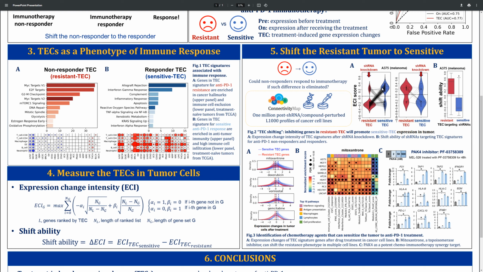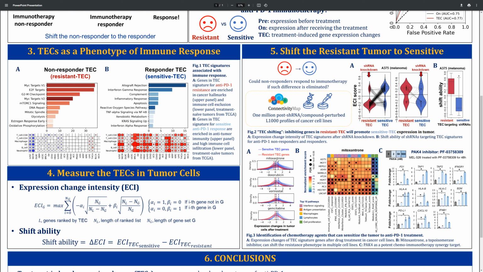This means the TAC signatures are not only a phenotypic description of immunotherapy response. Instead, the TAC for sensitive immunotherapy response can be turned on if we switch off the TAC that makes a patient resistant to immunotherapy. Therefore, we introduced the shift ability to measure how much a drug can switch the non-responder's TAC off and turn on the responder's TAC in a tumor.